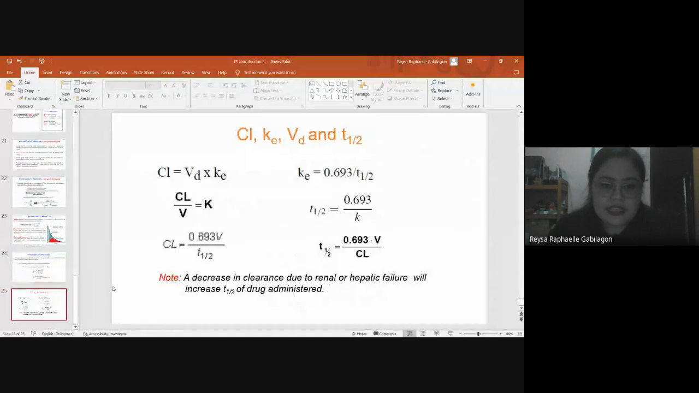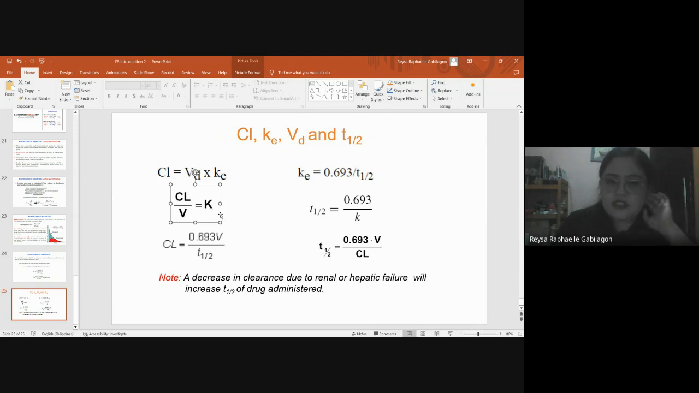And then lastly, ito yung iba pang formula na pwede natin gamitin in the computation of the clearance. We have here the clearance. We just need the volume of distribution times the elimination rate constant. And then, this is for the elimination rate constant.